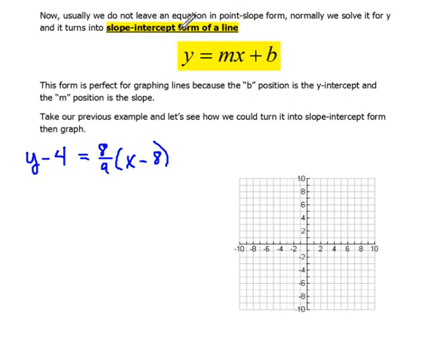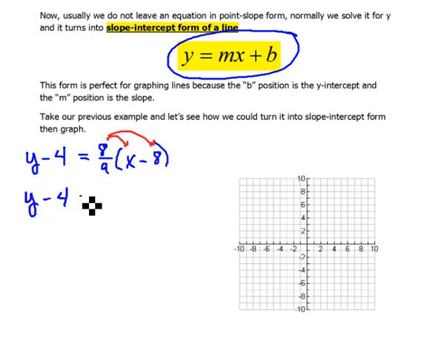In order to finish it out, we write it in what's called slope-intercept form of a line. Basically, we just solve this for y. So let's go ahead and do that. In order to do that, we're going to have to distribute out our 8/9, so that becomes y minus 4 equals 8/9 x minus 64/9.